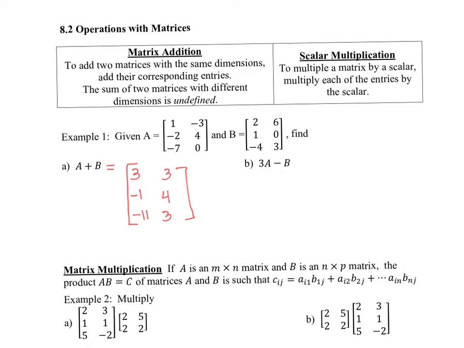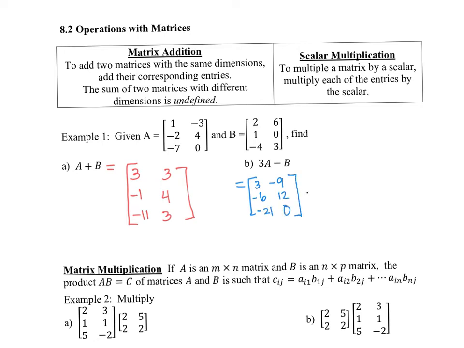Okay, the second one is going to have scalar multiplication along with subtraction. So for scalar multiplication, to multiply a matrix by a scalar, I multiply each of the entries by the scalar. So to start off, if I do 3A, I'm just going to multiply every single entry of A by the scalar 3. So now 3, -9, oops, not -2, -6, 12, -21, and 0.